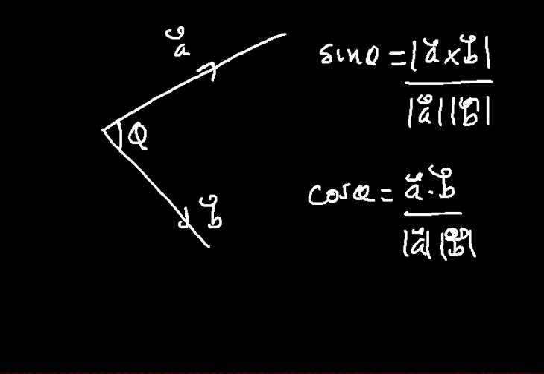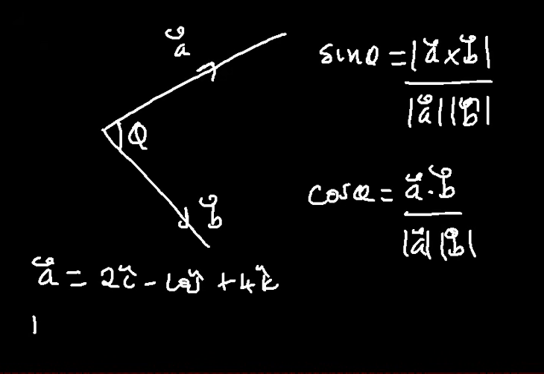In the first formula, the first thing we need is the cross product, then the magnitude of the cross product, then the magnitude of each vector, and then we have everything. In the other case, we should have the dot product. Let's say we have a vector A given as 2i minus 10j plus 4k, and a vector B given as negative i plus j minus 5k. What is the angle between the two vectors?